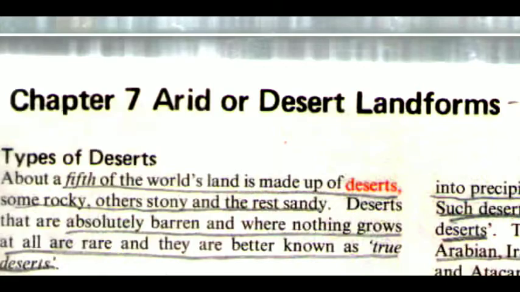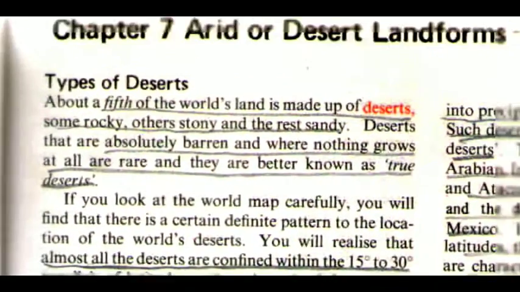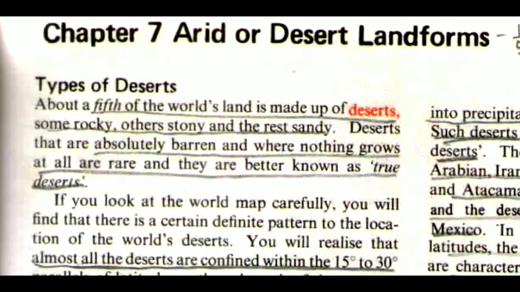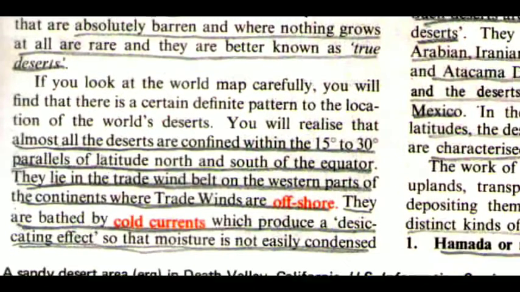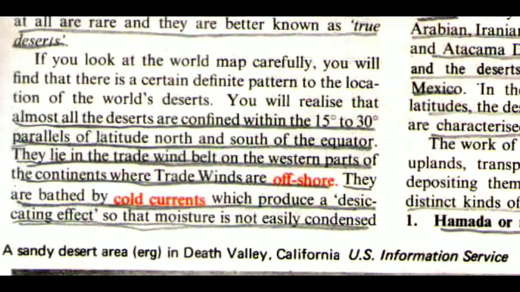So let us start. The title of the chapter is Arid or Desert Landforms. Types of deserts. About a fifth of the world's land is made up of deserts, some rocky, others stony, and the rest sandy. Deserts that are absolutely barren and where nothing grows at all are rare and they are better known as true deserts. If you look at the world map carefully, you will find that there is a certain definite pattern to the location of the world's deserts.